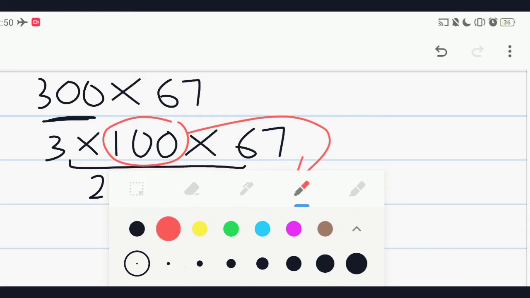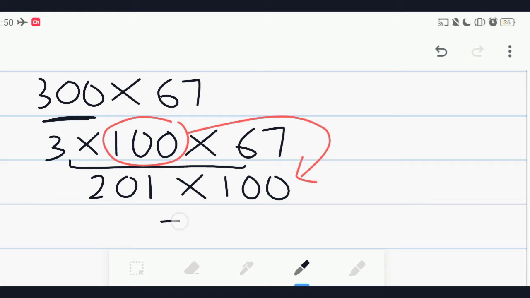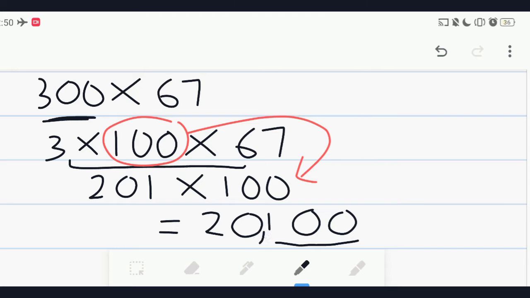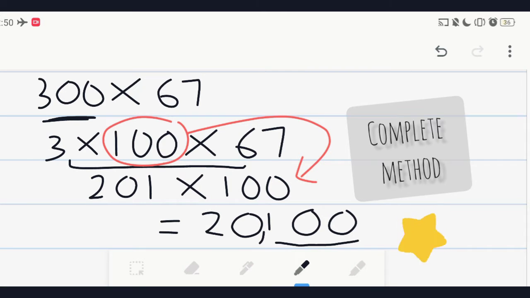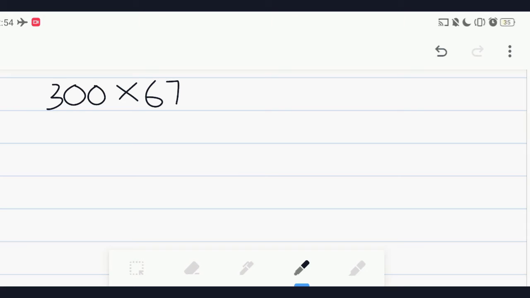The answer is 20,100. Don't forget to use the comma. Count 3 numbers from the back: 1, 2, 3. This one is the comma. To answer this question, you have to show the complete method. Actually, you know what you should do. You will separate 300 first, right? So it means 3 times 100 times 67.